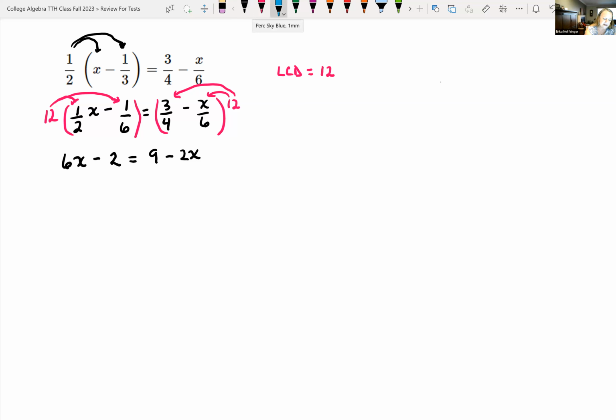And so we could add 2x to both sides of our equation. And we can add 2 to both sides of our equation. Doing so, we get 6x plus 2x is 8x is equal to 9 plus 2, which is 11. Now we're just going to get x by itself, so let's divide through by 8, and we get x is equal to 11/8.